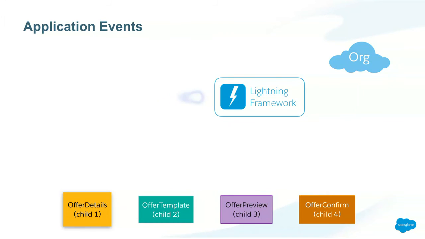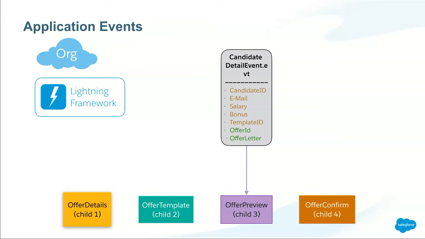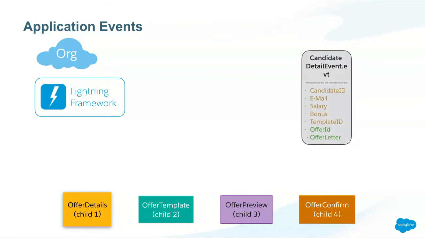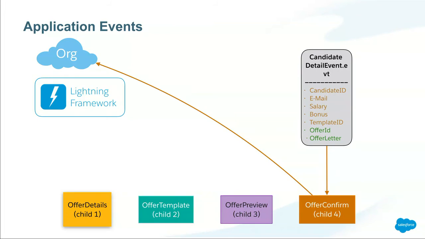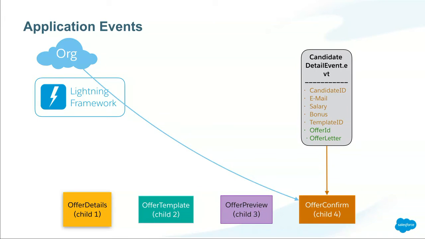So the next child component in our SPA can handle and receive the aggregated information. This is all on the client side. And then when we get to the last child Lightning component in our flow, that's when we make a call to the Salesforce org to send the offer letter to the candidate and to create the records in the background, and we receive information back from the org to the child Lightning components to show the results.